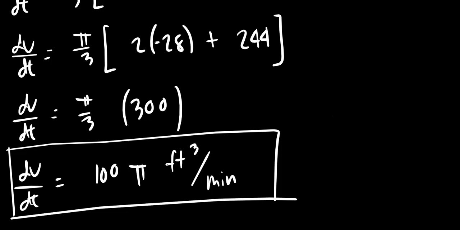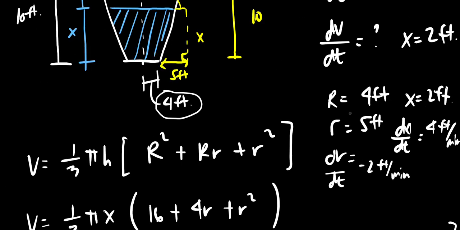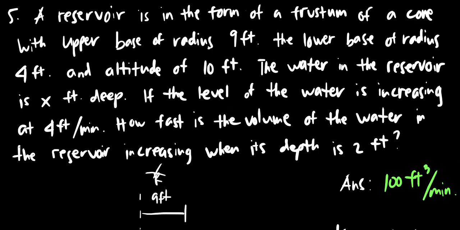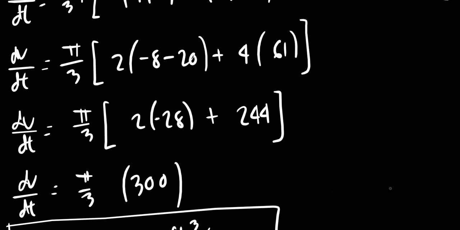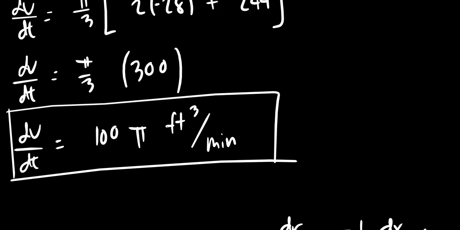So let's check if our answer is correct. The answer is 100 pi cubic feet per minute. So our answer here is correct. So let's proceed to another number.